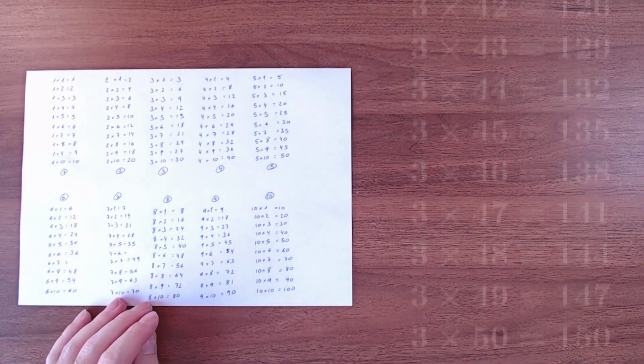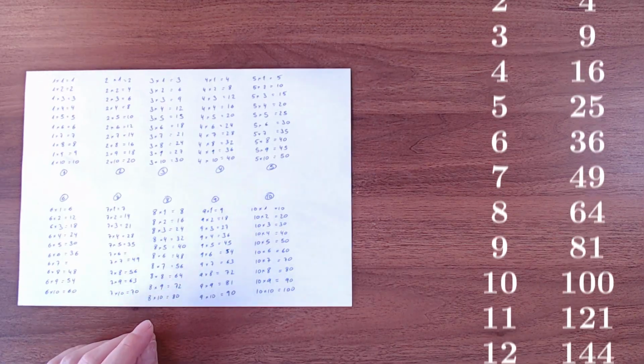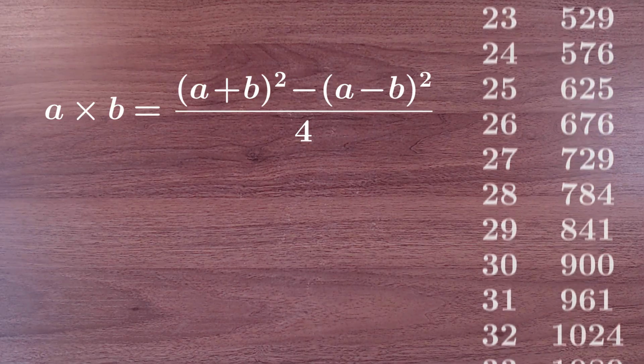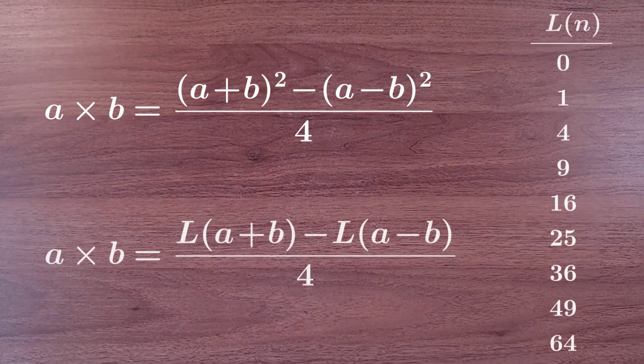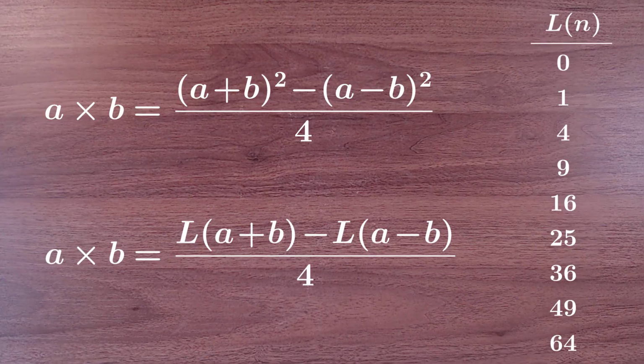However, we do know that Babylonians had tables of square numbers, which they could use to evaluate the (a plus b) squared and the (a minus b) squared terms in our multiplication formula. Here I'm using the L of n function to indicate a lookup action into the table of squares at entry n. The advantage of this is that instead of using 60 tables of 60 rows with a total of 3,600 entries, we can now do all of our multiplications with a small table of 60 plus 60 or 120 entries, which is much more manageable.